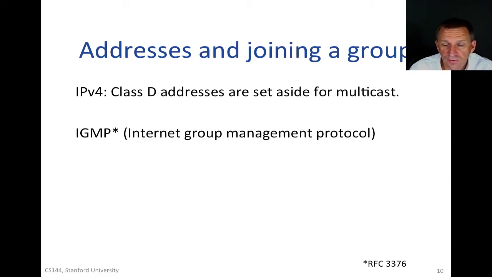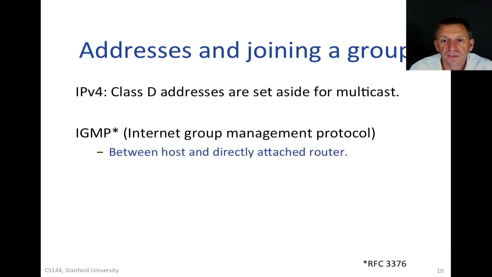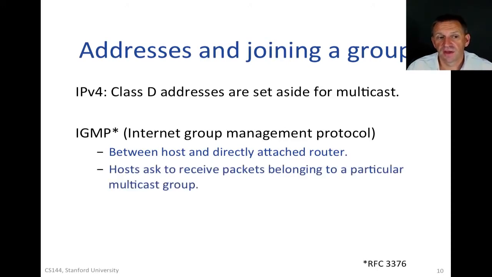We also need a way for hosts to indicate their interest in joining a group. One of the interesting things about multicast is that generally the source does not need to know who the packets are being delivered to. It's the network, it's the tree that figures that out. So each of the leaves of the tree, each of the hosts, needs to indicate an interest in receiving packets. And it does this by using IGMP, the Internet Group Management Protocol, RFC 3376. So this is a protocol that runs between an end host and its directly attached router.